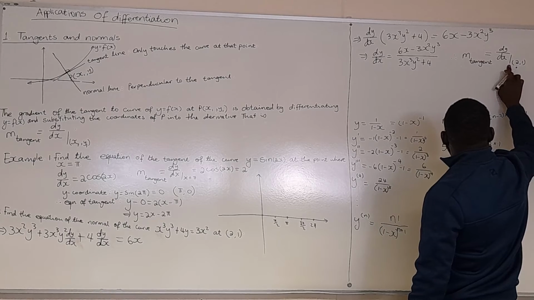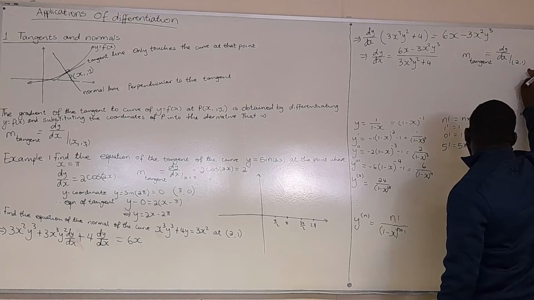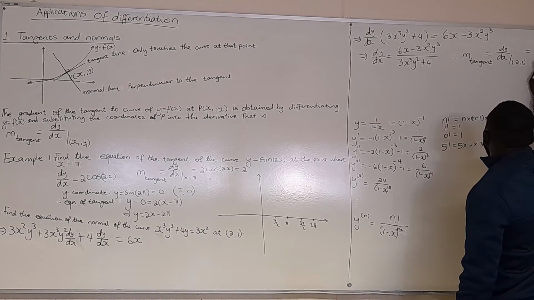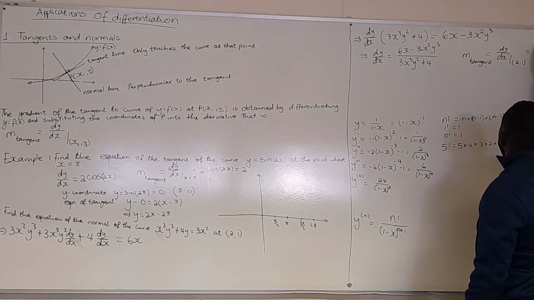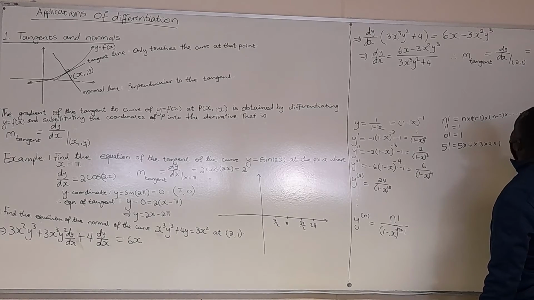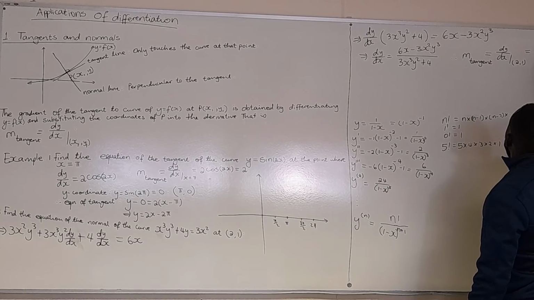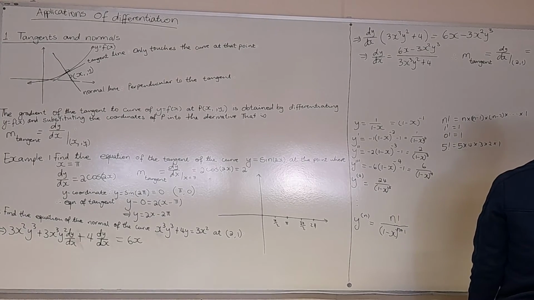So for those who don't understand this, I just mean at this point. This means at that point, yeah? So meaning that wherever there is x, you put 2, and wherever there is y, put 1. So that is 6 times 2 minus 3 times 2 squared, 1 cubed, over 3 times 2 cubed, 1 squared, plus 4. See what you get? 12 minus 12, that is 0.